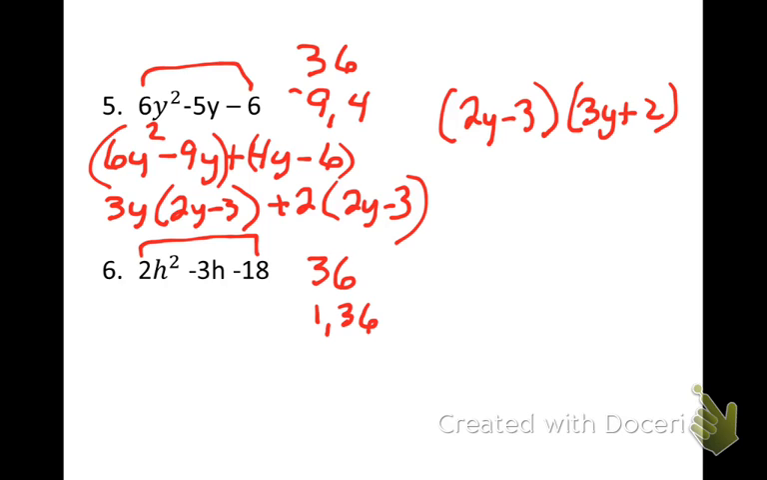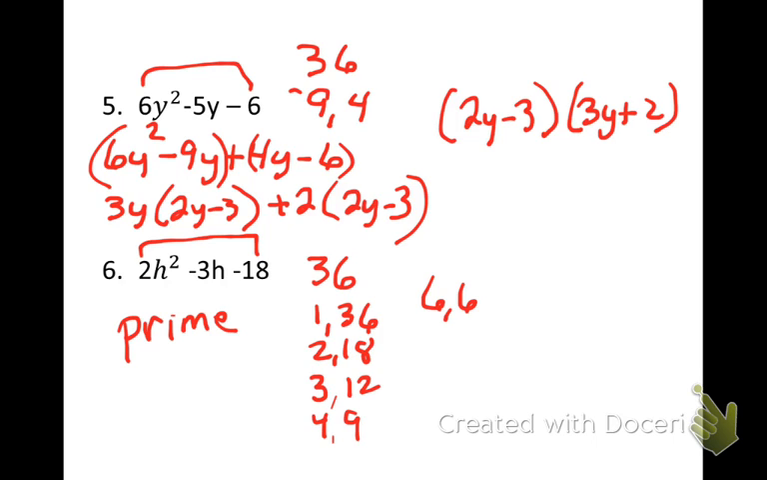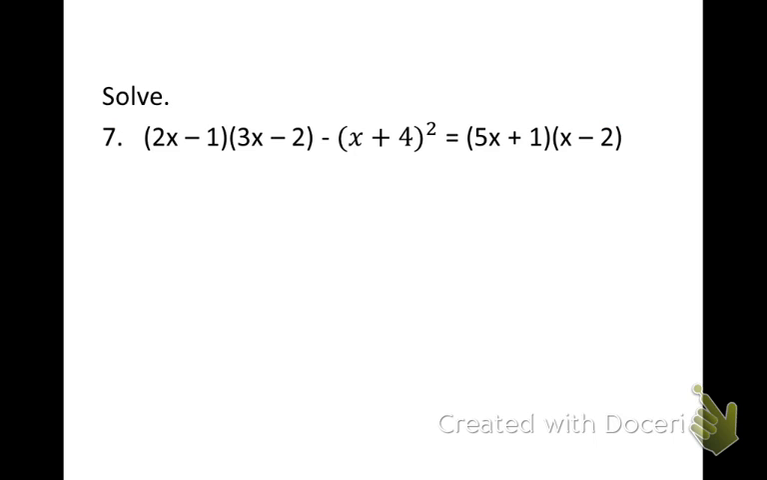1 and 36. 2 and 18. Nope. 3 and 12. Don't work. 4 and 9. Don't work. 5 and 5 doesn't go in there. 6 and 6. Nope. 7. No. 8. No. And then we start repeating. So none of those worked. So that tells us it is prime. So don't forget that's a possibility after you've tried all situations though.